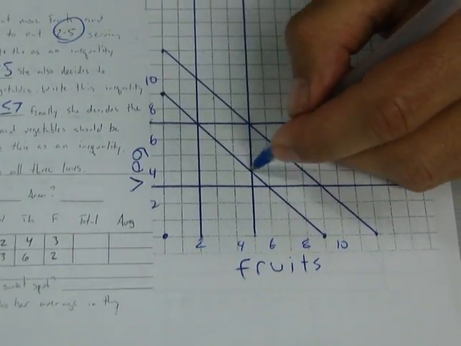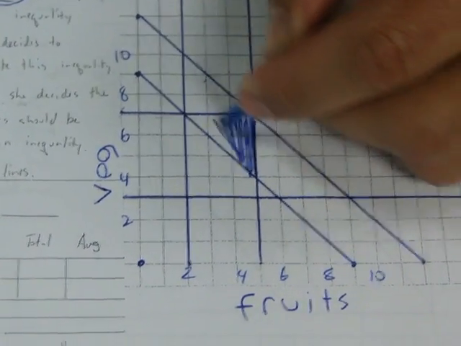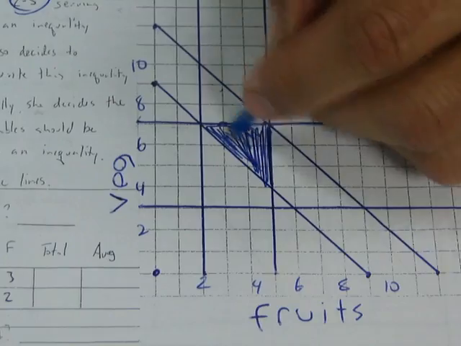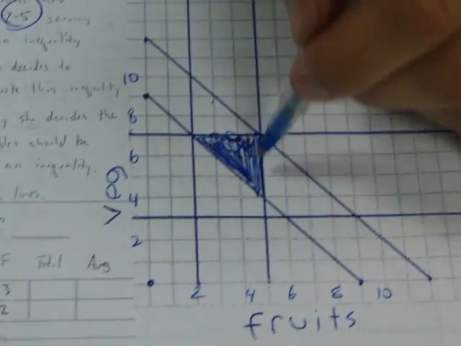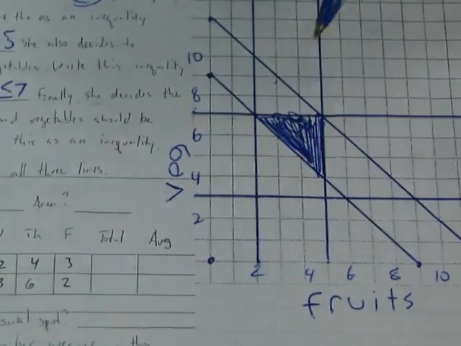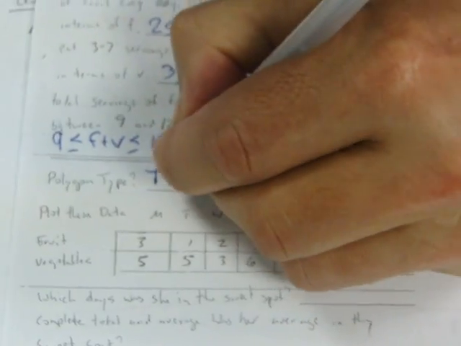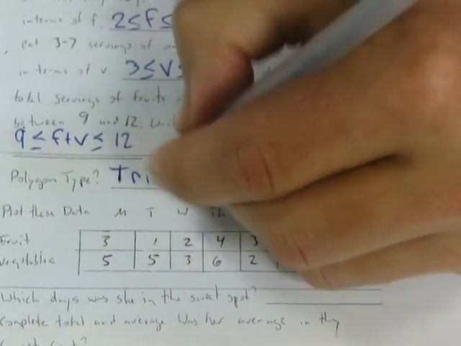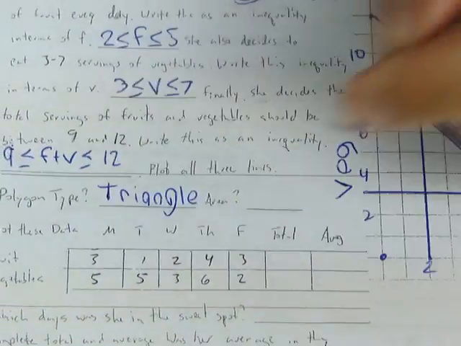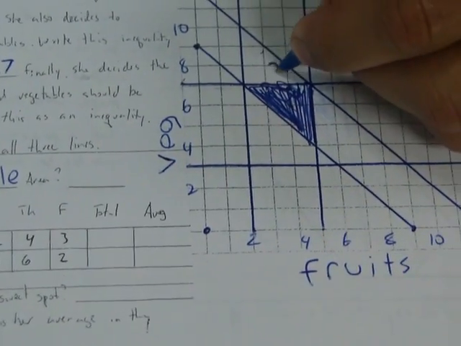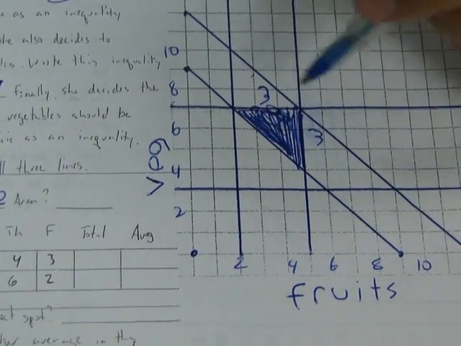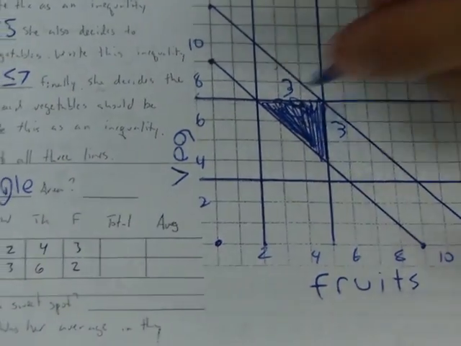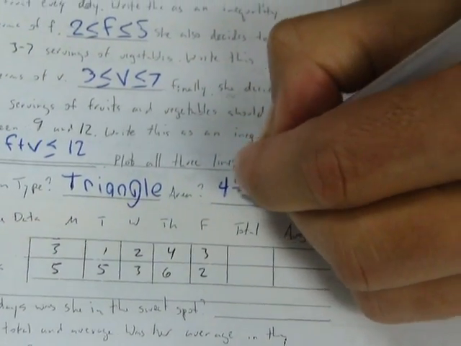So the sweet spot is going to be this area here, which is bounded by all of the inequalities. So this is the only area that is inside all of the ranges. Okay, so the polygon type will be a triangle. The area is going to be, well, this is 3 because it's from 2 to 5, and this is 3 because it's from 4 to 7. So 3 times 3 is 9, and 9 divided by 2 is 4 and 1/2, or 4.5.